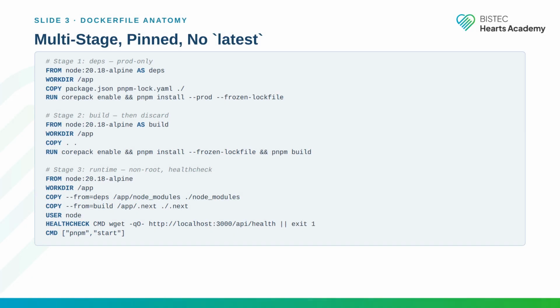3 stages. Stage 1, deps. Install only production dependencies on top of Node 20 Alpine. Stage 2, build. Install everything including dev dependencies. Compile the Next.js build and then discard the stage. Stage 3, runtime. Start from a clean Node 20 Alpine. Copy only node modules from deps and the .next directory from build. Drop to the non-root node user. Add a health check that pings /api/health and run pnpm start. 3 stages means your runtime image is tiny, no dev dependencies, no build tools, no compiler.